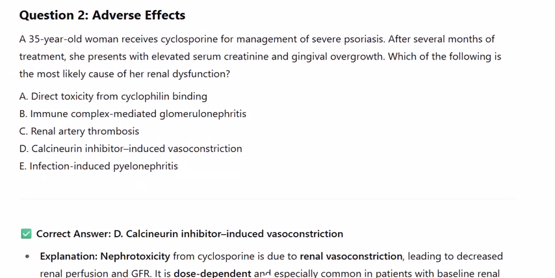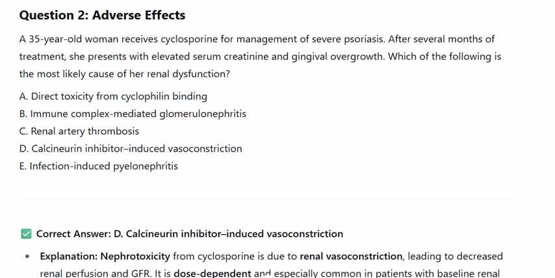Question 2. Adverse effects. A 35-year-old woman receives cyclosporine for management of severe psoriasis. After several months of treatment, she presents with elevated serum creatinine and gingival overgrowth. Which of the following is the most likely cause of her renal dysfunction?